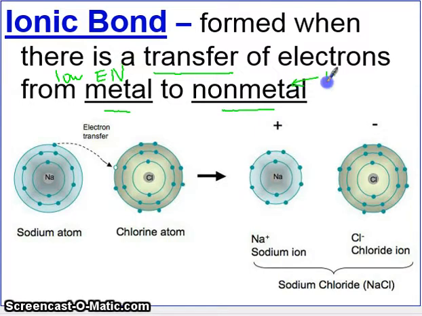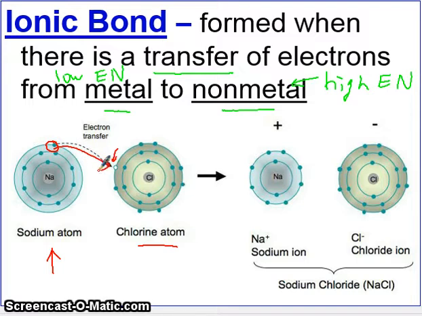Nonmetals, on the other hand, have a high electronegativity, which means they really love electrons. So when the nonmetal and the metal come together, the metal essentially will give up the electron to the nonmetal. And that's exactly what you see happening in this case. So the sodium atom has this one valence electron on the outside. The chlorine atom wants one valence electron. So the sodium will actually give up its valence electron to chlorine.